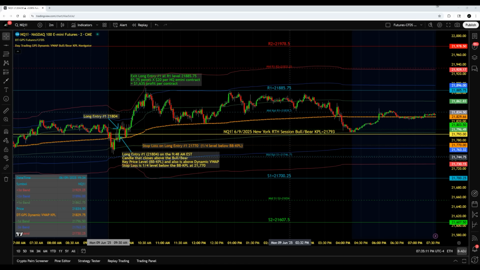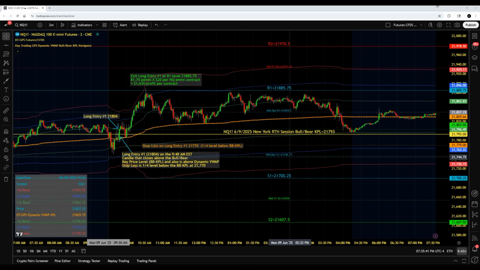So we also have our Day Trading GPS Dynamic VWAP Bull Bear KPL Navigator. This is a specialized anchored VWAP that basically auto adjusts for different symbol types, so it has a different auto anchoring for futures and CFDs. That's different from the anchoring that it will have for stocks and ETFs, and a different anchoring for Forex and cryptocurrencies.